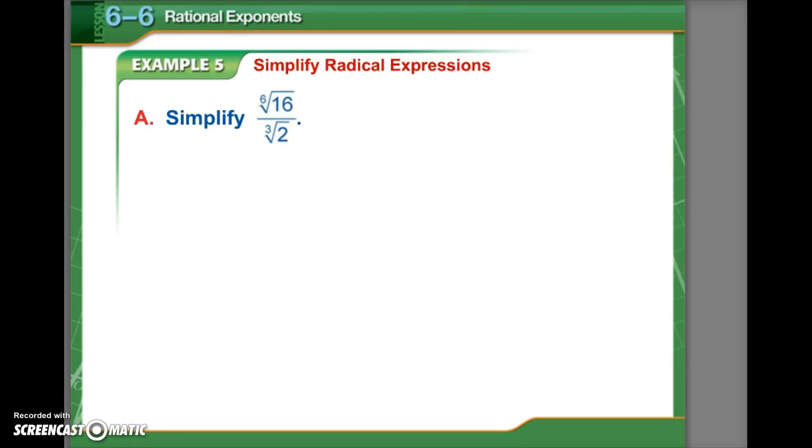All right, we are picking up with Unit 1, Lesson 15, starting with example 5. So in this problem, we're going to be simplifying radical expressions, and we have the sixth root of 16 divided by the third root of 2.